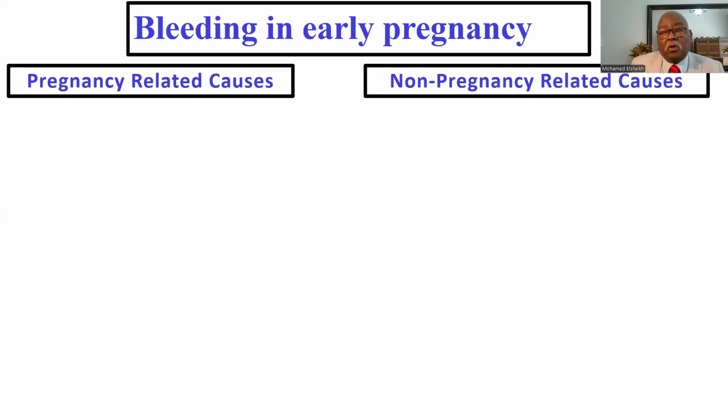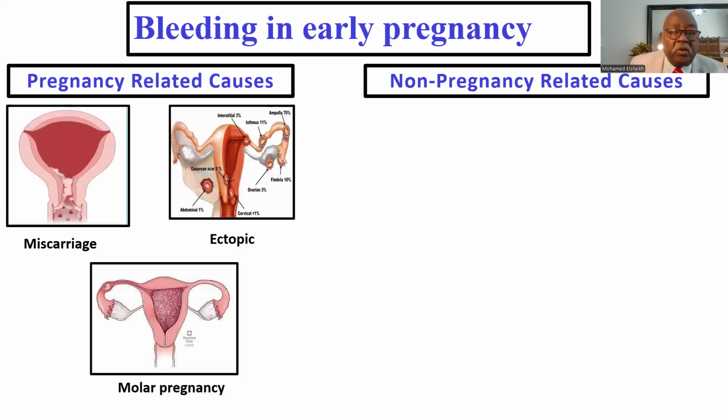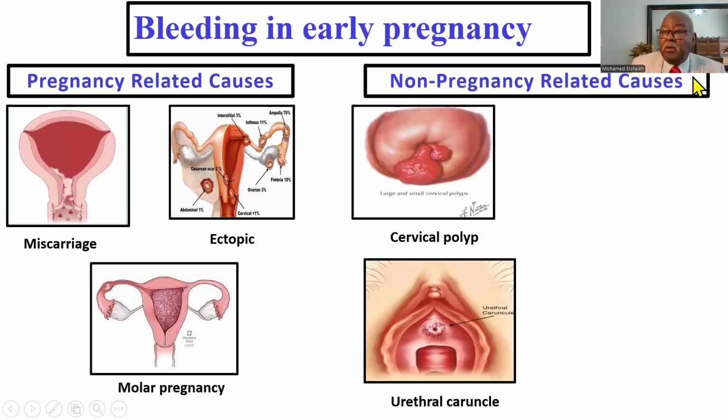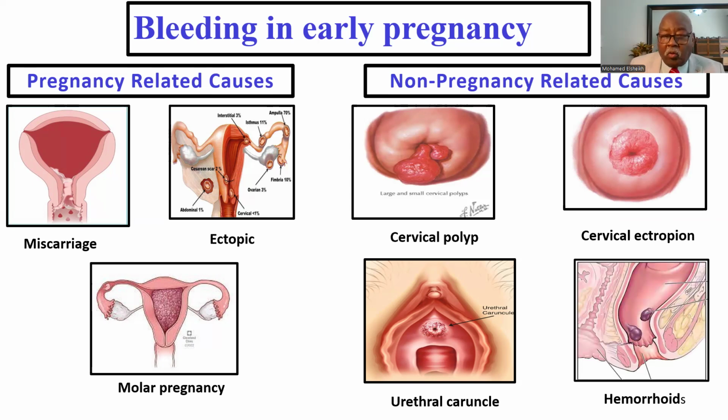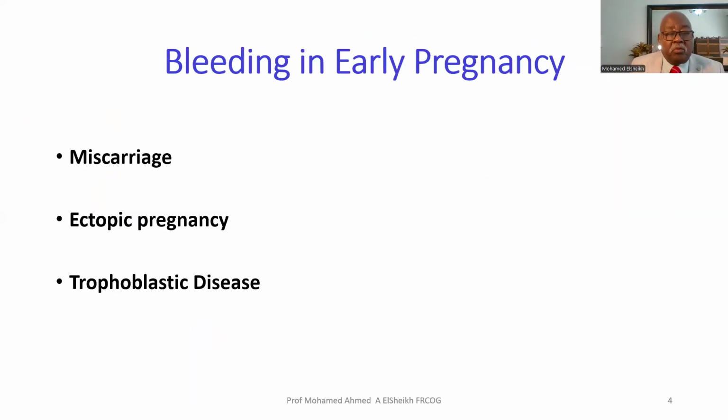Bleeding in early pregnancy, in general, could be due to causes related to pregnancy and others non-pregnancy related. We are going to deal with those which are pregnancy related, which are miscarriage, ectopic pregnancy, and molar pregnancy. The non-pregnancy related could be cervical polyp, urethral caruncle, cervical ectropion, and hemorrhoids. Our talk mainly will be about the pregnancy-related causes, though those others can cause bleeding in early pregnancy, but the concern will be about miscarriage, ectopic pregnancy, and the trophoblastic diseases.